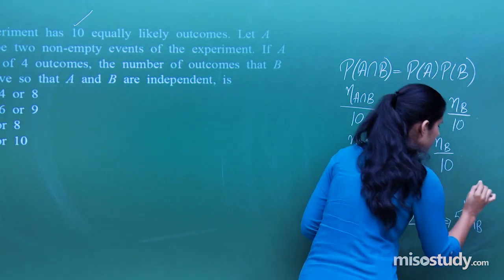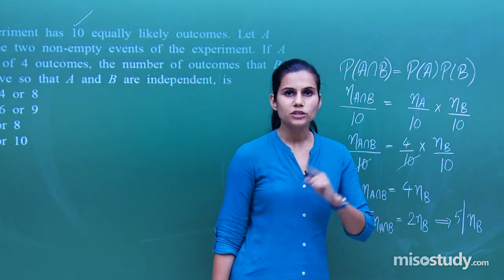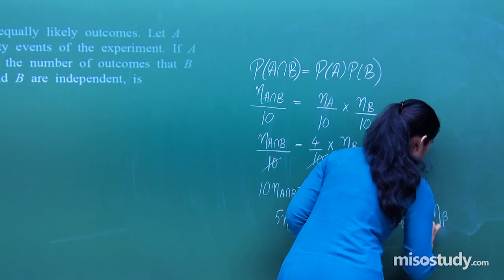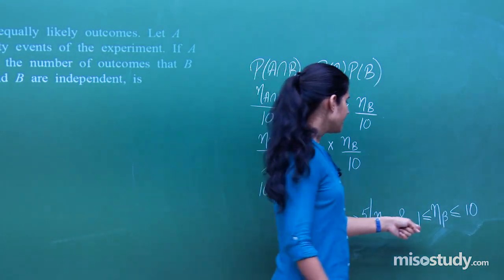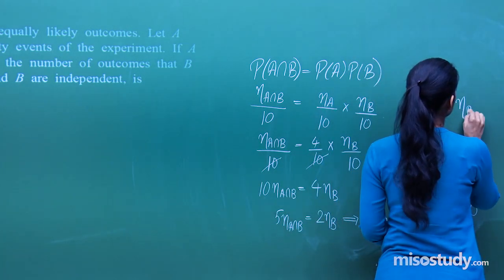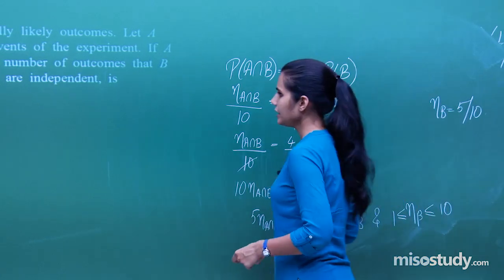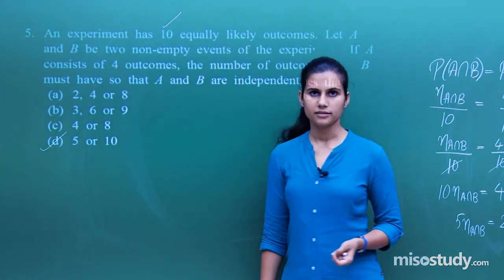divides n(B). If 5 is dividing n(B) and the number can be ranging from 1 to 10, right, because these are the total number of outcomes, clearly n(B) can be either 5 or 10. So n(B) can be either 5 or it can be 10.